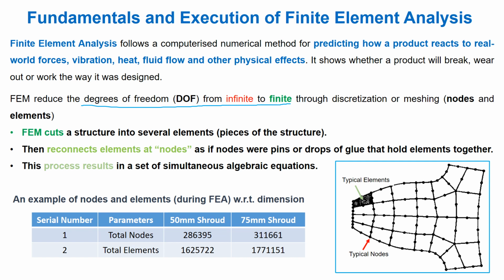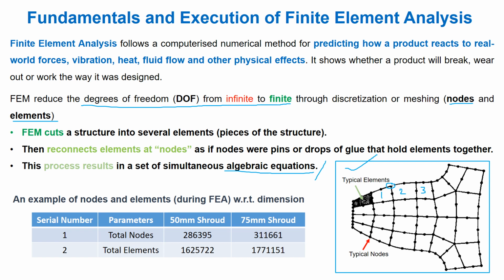While we are considering the meshing, two terminologies, nodes and elements, are important. Let us consider this figure. In this figure, we can see these are the nodes and these are considered elements. So, FEM cuts a structure into several elements, pieces of the structure, then reconnects elements at nodes through connection of all nodes together. This process results in a set of simultaneous algebraic equations. How can we get algebraic equations? We are coming into the next slide.